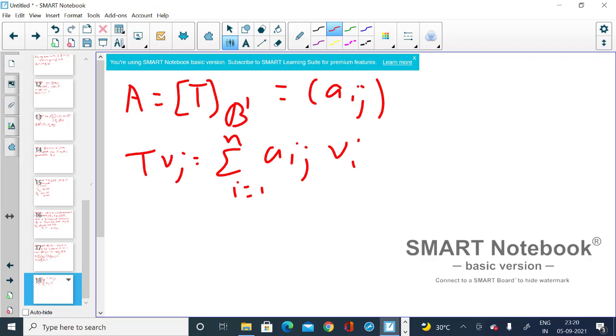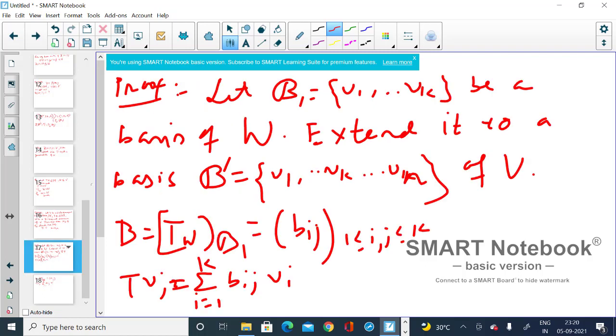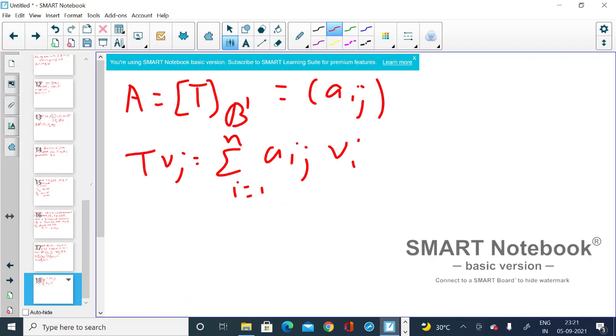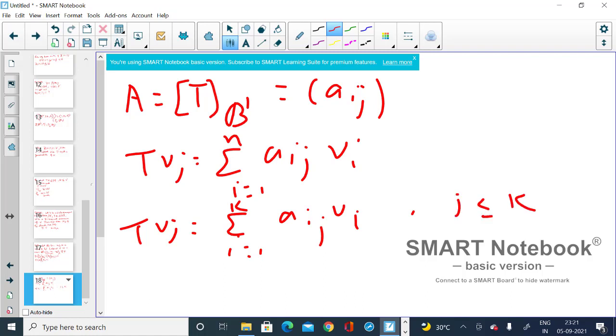But note that this W is T invariant. So what does that mean? That means the first k vectors, when you apply T, will again be inside W. So when you write down the image of v1, v2 up to vk, they will again be linear combinations of only v1, v2, ..., vk. So T(vj) is equal to the summation i equal to 1 to k of a_ij times vi, whenever j is less than or equal to k. Then this is the truth.